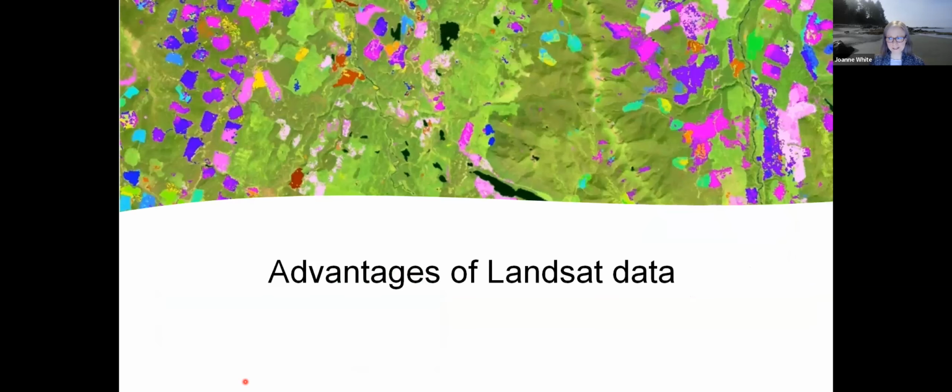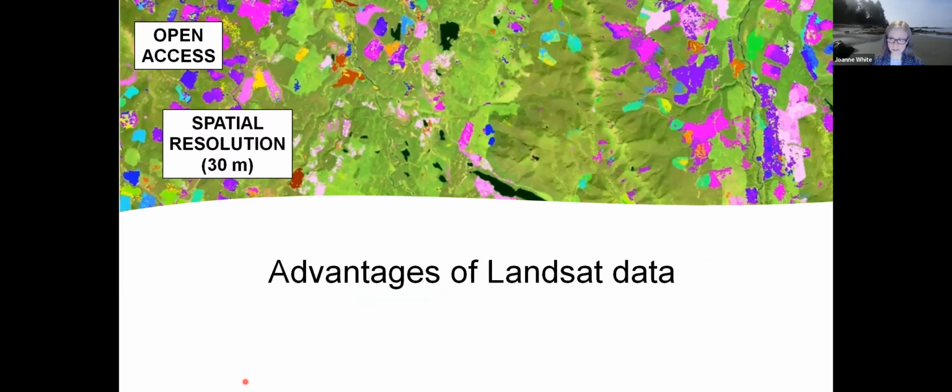We've used Landsat data primarily for our work, and some of the advantages of Landsat, for those of you who aren't remote sensing people, is the data is open access. It has a spatial resolution that's capable of capturing anthropogenic impacts on the landscape at 30 meters.